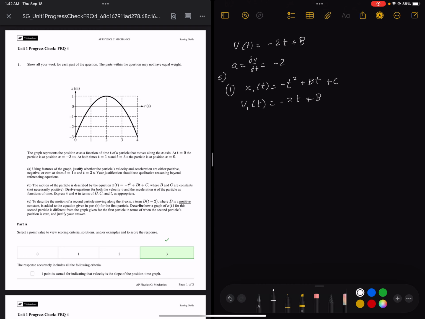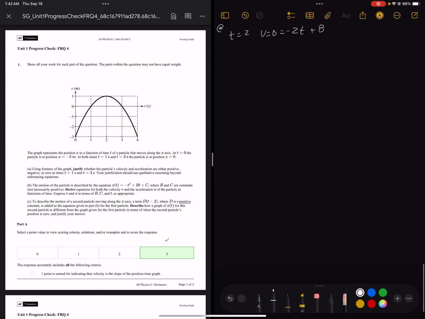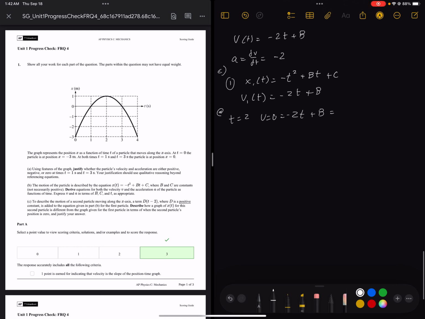So I know that at t equals 2, the velocity is 0. Let's start looking at the graph and getting some critical information. At t equals 2, I know the velocity is 0, so I can set the function for the velocity equal to 0 at that time, right? So negative 2t plus b. If I substitute t equals 2, that's going to equal negative 2 times 2 plus b, so that's just b minus 4. Is that what I got? Oh, b minus 4 equals 0, therefore b equals 4. Okay.